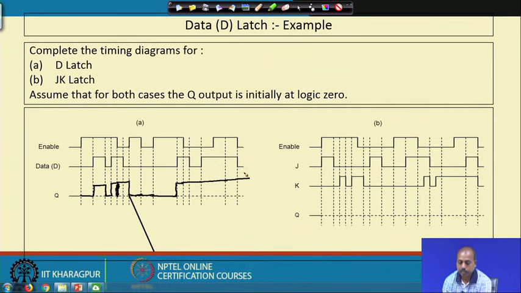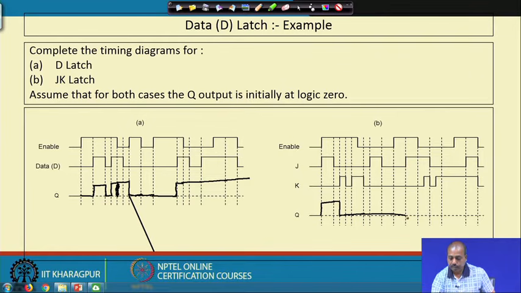So, here this Q is 0. Now, this enable is high and J is 1. So, as a result it will become high, it will continue like this. Then at this point K is high. So, it will come low, and then K is again becoming high, J is continuing to be 0. So, after this enable has become 0. So, enable becomes 1 at this point, but at this point J and K both are 0. So, as a result it will continue with the previous value of Q.